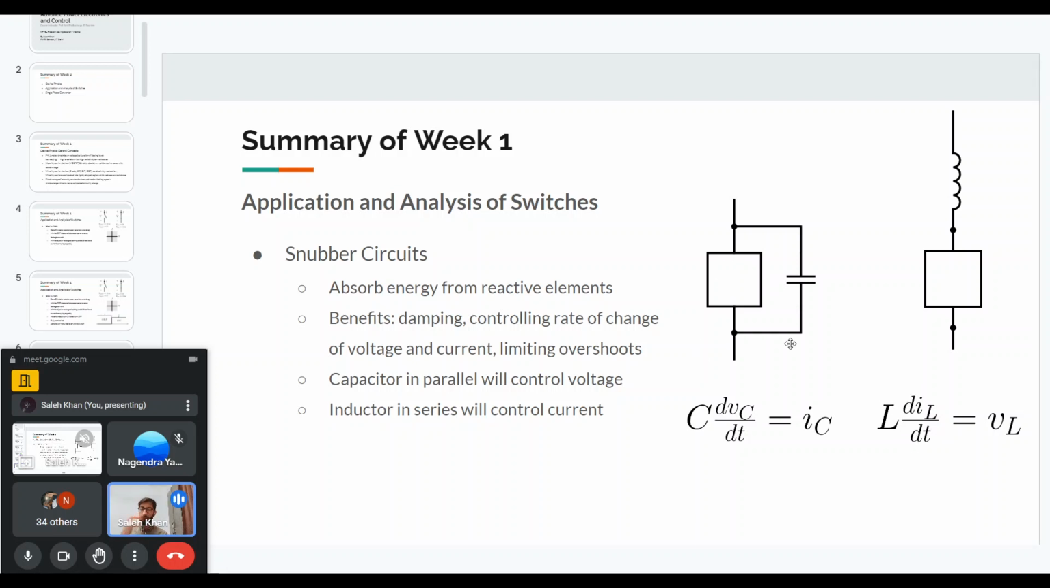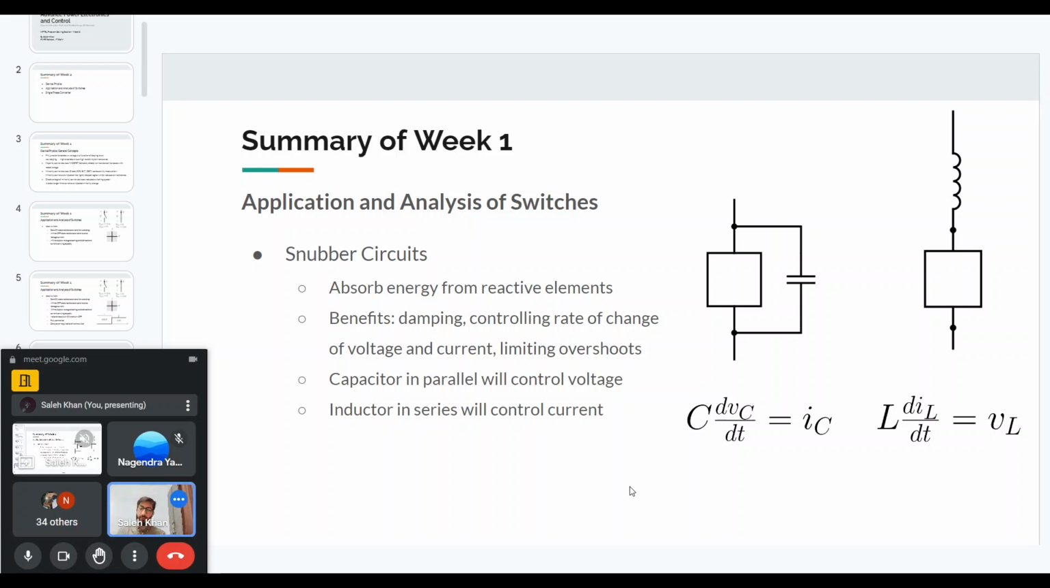So that is why we use capacitors to control the voltage rate of rise or the overshoot. Because by adding a capacitor in parallel to whatever device we want to control the voltage rise of, the capacitor will not allow a sudden change in the voltage across the device. Similarly, the inductor will not allow a sudden change in the current of the device. So that is why we use capacitors and inductors for snubber circuits.